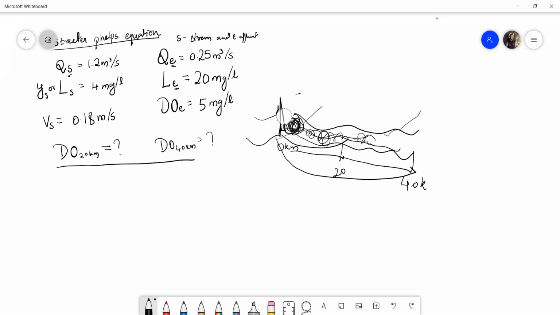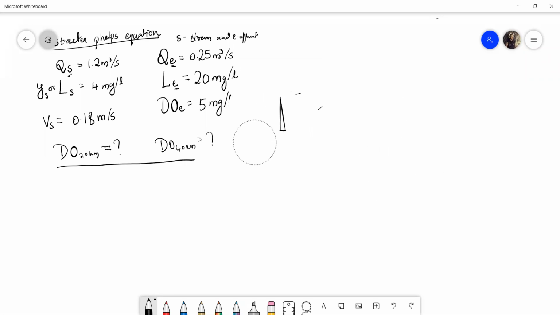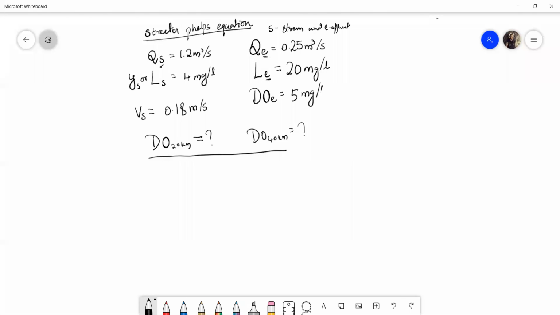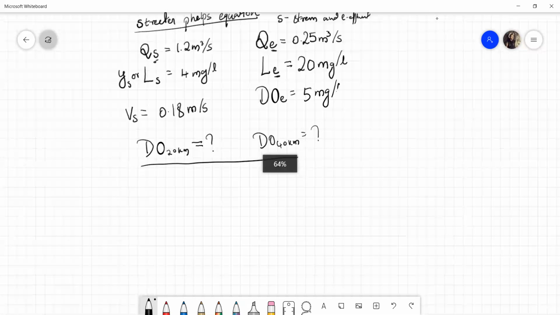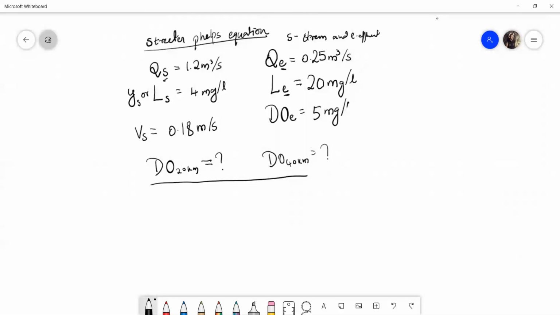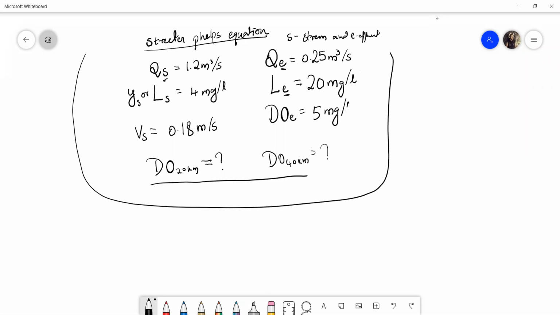Are you clear? Are you clear with this? Okay, so these two things we have to find out. Then what is given to us? Let us see. Assume that the temperature is 20 degrees Celsius throughout. BOD is measured throughout, and BOD is measured at 5 days. Okay, so temperature throughout. So all throughout, the temperature will be 20 degrees Celsius.